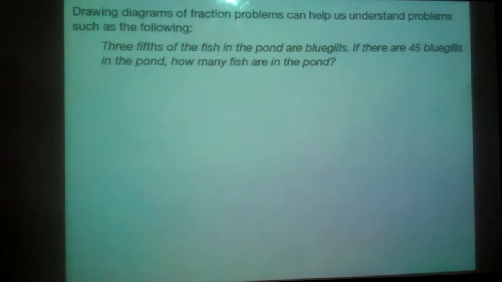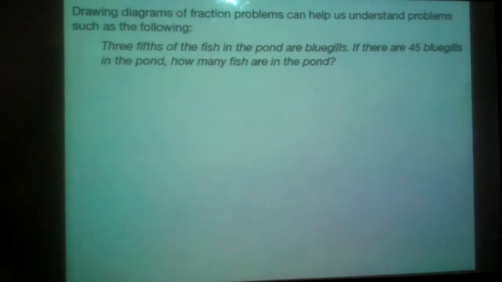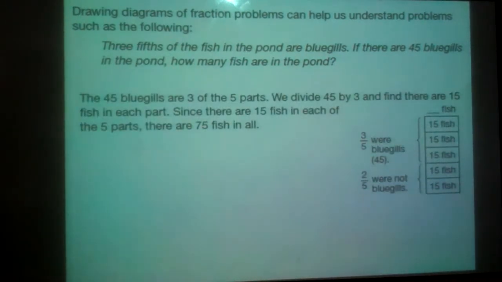Okay, so it says here that drawing diagrams of fraction problems can help us understand the problems, such as the following. 3/5 of the fish in the pond are bluegills. If there are 45 bluegills in the pond, how many fish are in the pond? We know that 3/5 are bluegills, and there are 45 bluegills, but they are asking us how many total fish there are. So we might set up a diagram like this.